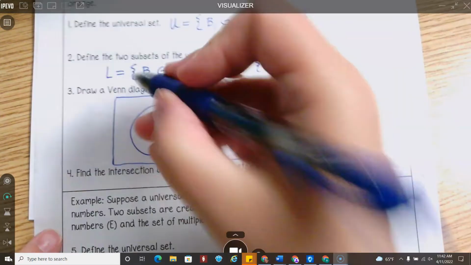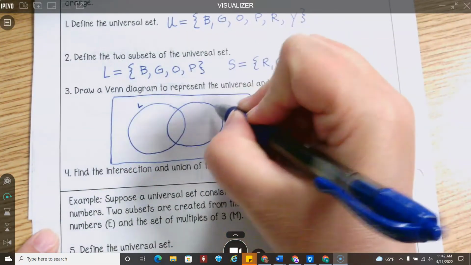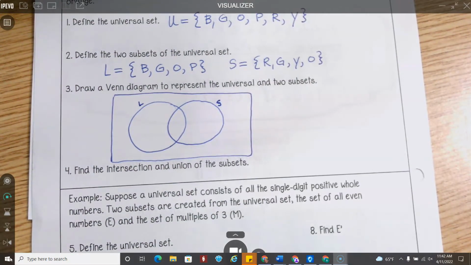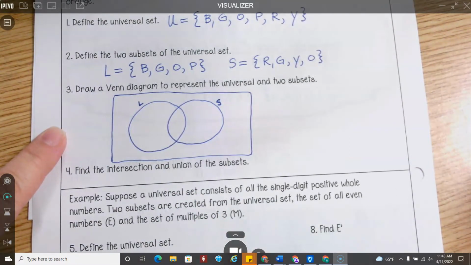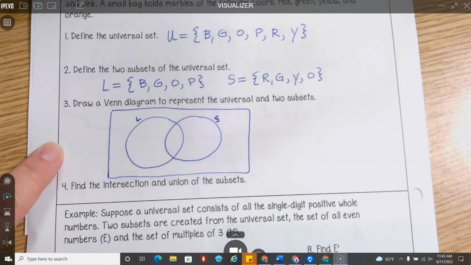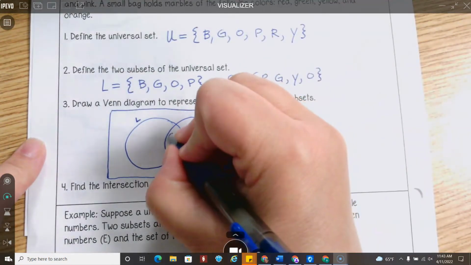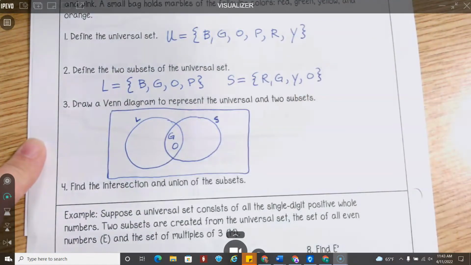But I'm going to go ahead and label my two sets. This is the large bag. This is the small bag. And generally with a Venn diagram, you want to start with your intersection. That's a good starting point in general. My intersection of these two sets, the items that are in both, are which two colors? Green and orange. So I'm going to put a G in here and an O here for green and orange.